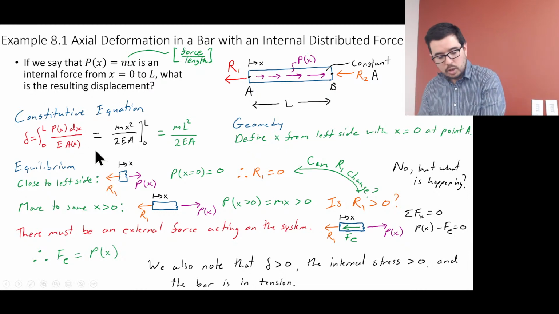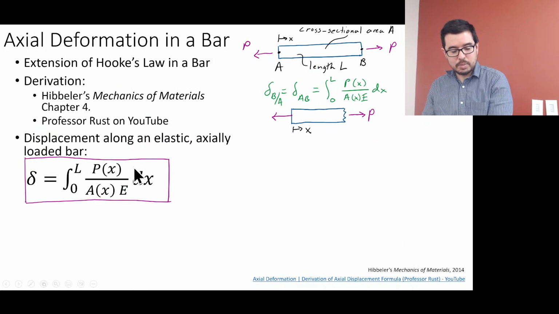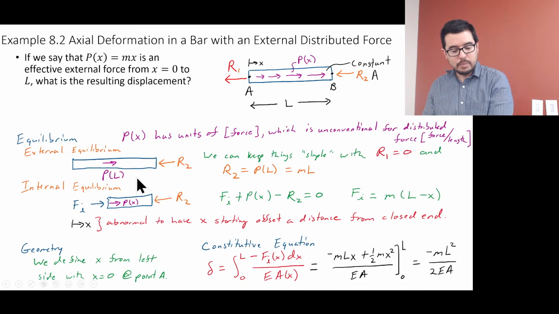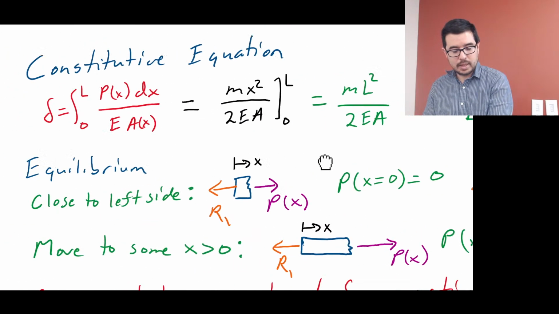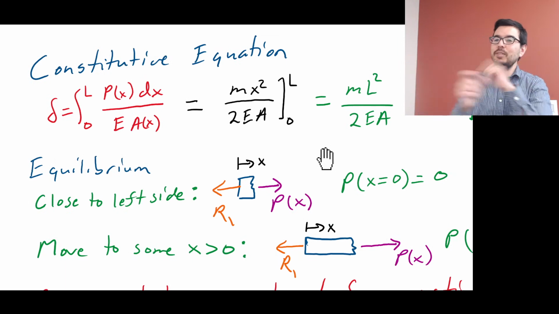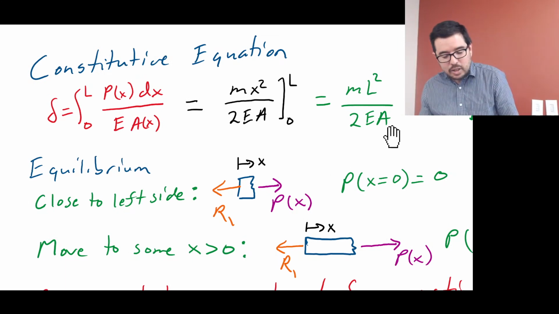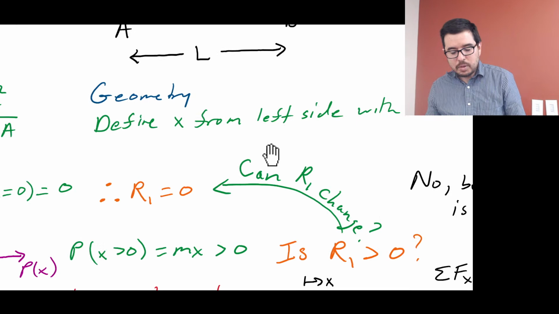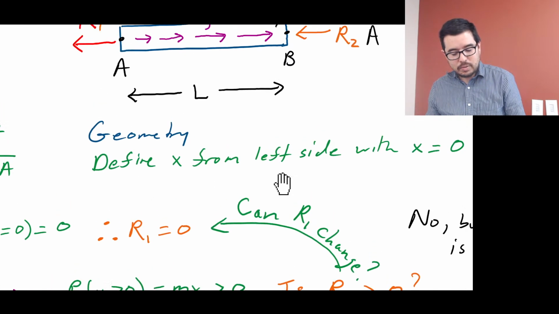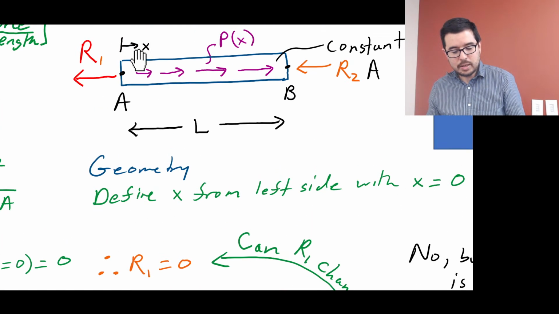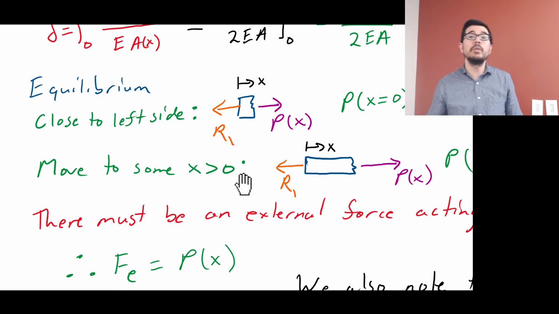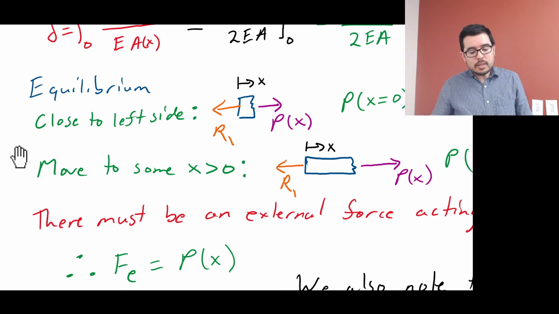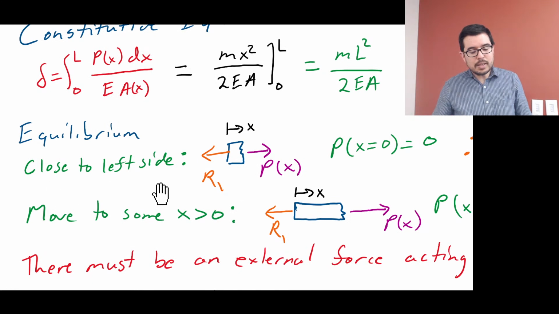Okay? And digitally, I have the advantage of being able to write things and then move them around. So in terms of geometry, we're going to define x from the left side with x equals 0. All right, so that's what we have here. So that's not a big deal. Geometry is not the focus of this problem. Equilibrium is. So let's look at what's happening close to the left side.